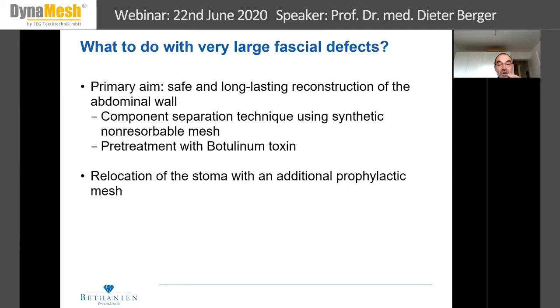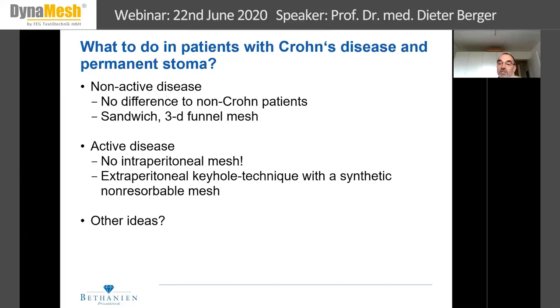After stabilization of the abdominal wall, the stoma needs relocation with an additional prophylactic mesh to exclude any further parastomal hernia or recurrent parastomal hernia. Another problem is the patient with Crohn's disease and a permanent stoma and parastomal hernia.